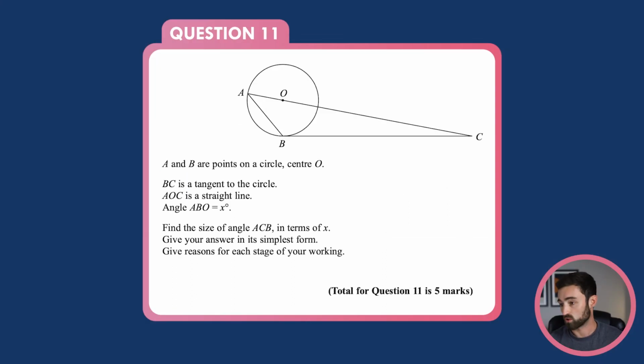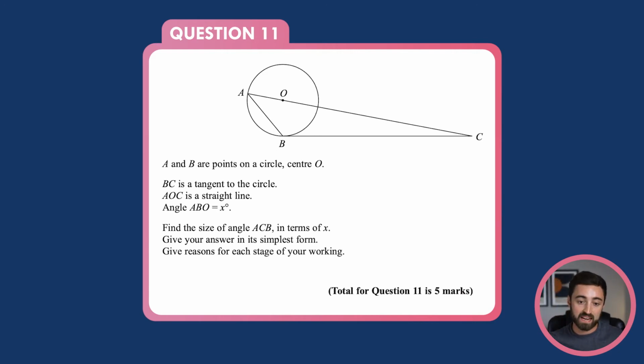Let's have a look at question 11. So it's starting to get a bit grim now, isn't it? A and B are points on a circle centre O. BC is a tangent. AOC is a straight line. ABO is X, and we want the size of the angle ACB in terms of X.